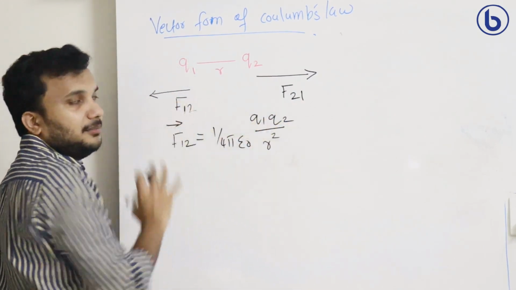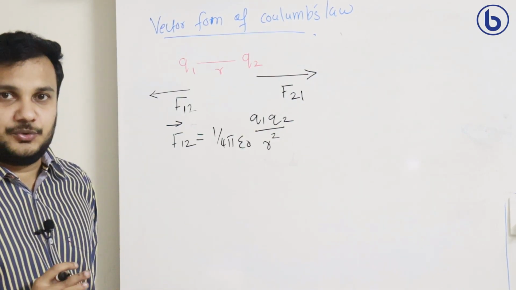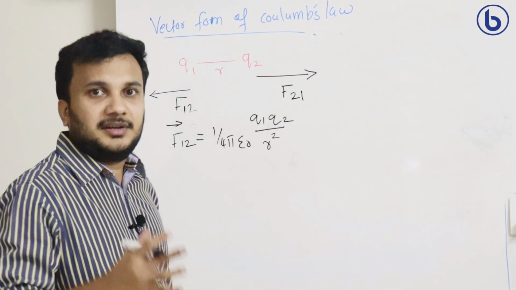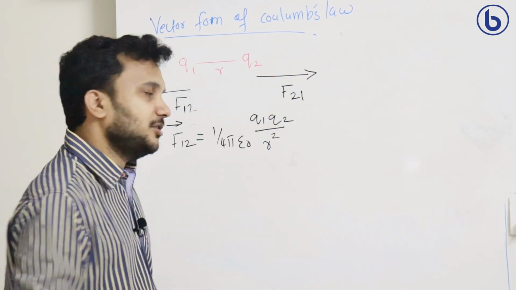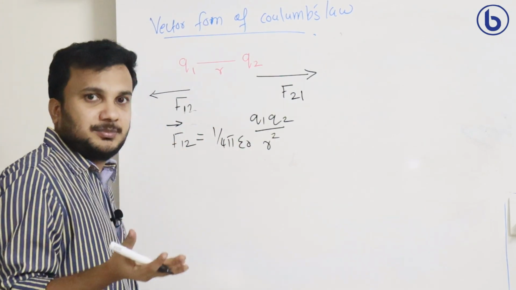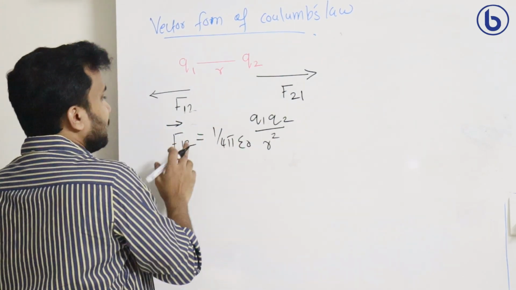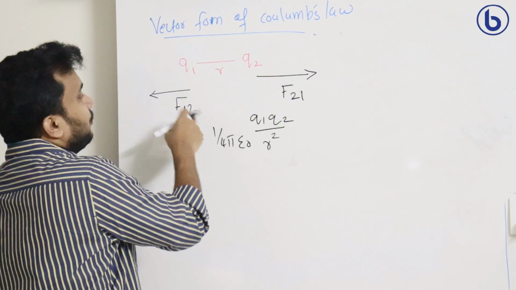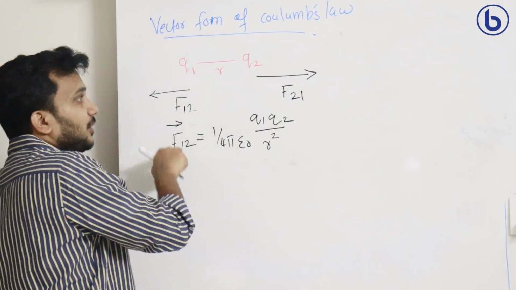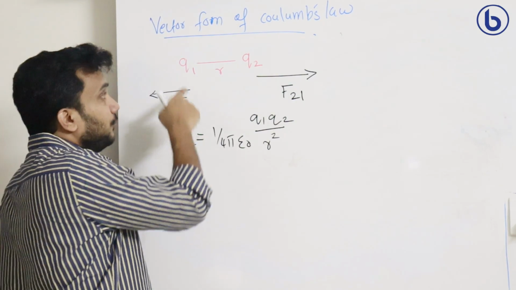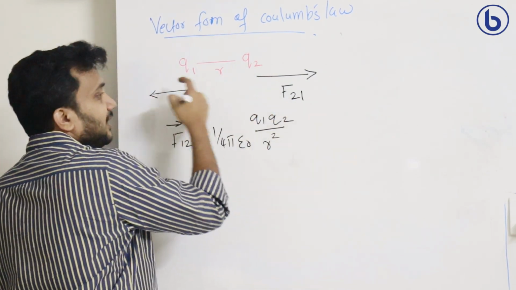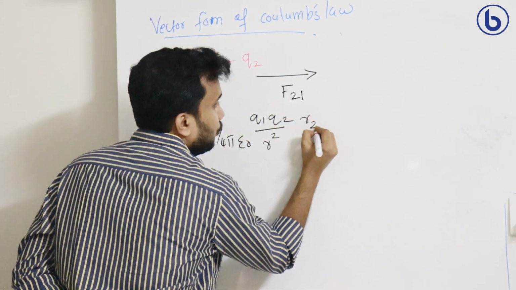This whole expression is nothing but the magnitude. A physical quantity, if it is a vector quantity, should have magnitude and direction also. So this has magnitude but no direction. I have to specify the direction also, right? So it is from where to where. Force on charge number 1 because of charge number 2, so it is actually from 2 to 1. So 2 to 1, right?